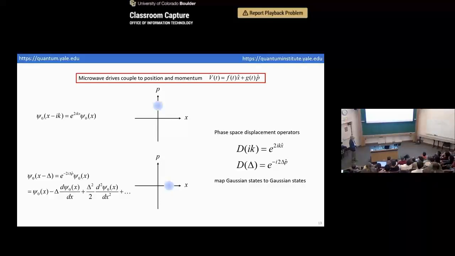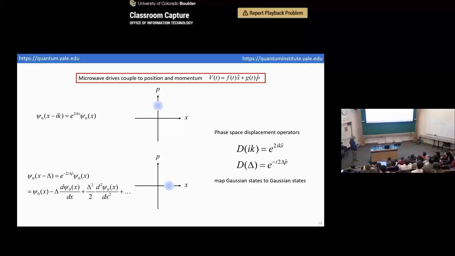So e to the 2ikx, if you multiply a wave function by e to the ikx, you boost the momentum, right? And less obviously, if you exponentiate the position operator, you displace the position. To see why that's true, I want to produce this displaced state, where delta is some real number. Well, let's do a Taylor series expansion. I have psi naught minus delta, the derivative of psi, delta squared over 2, second derivative, third derivative.